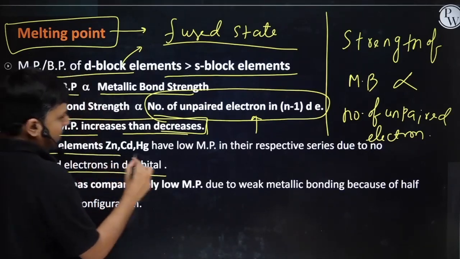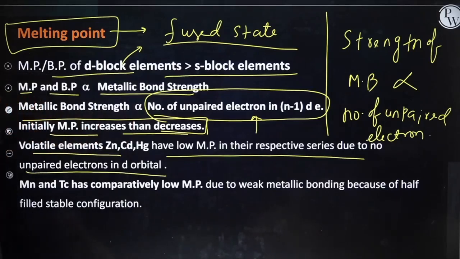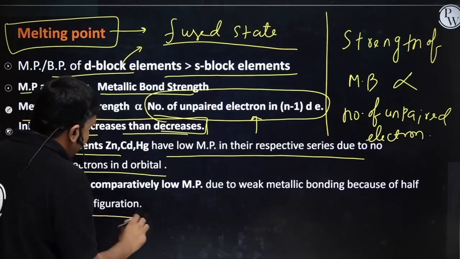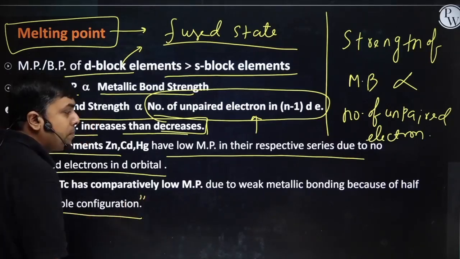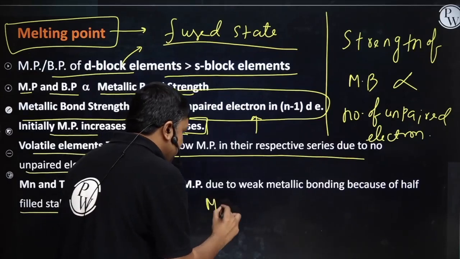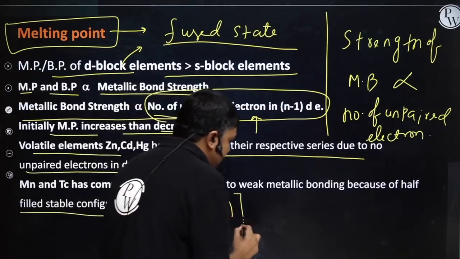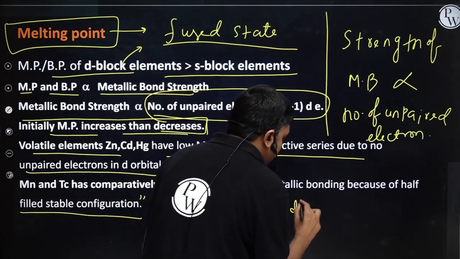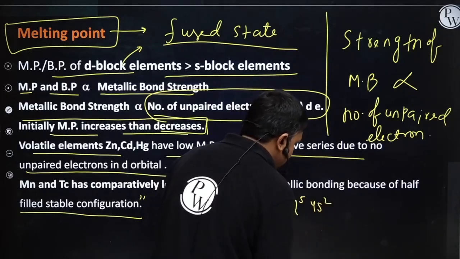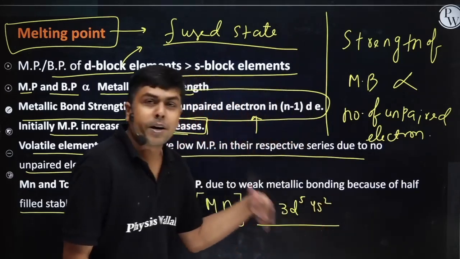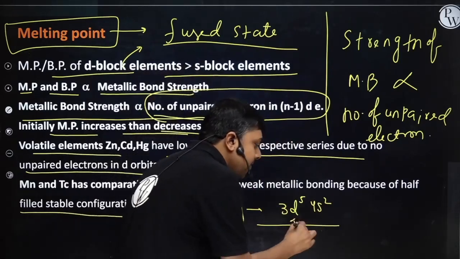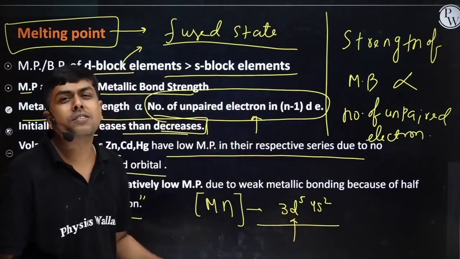They're volatile elements, right? Manganese and technetium have comparatively low melting points due to weak metallic bonding because of the half-filled stable configuration. This one is also really, really important. If I talk about the configuration of manganese, 3d5 4s2. 4s is completely filled, 3d5 is half-filled, a much more stable configuration.